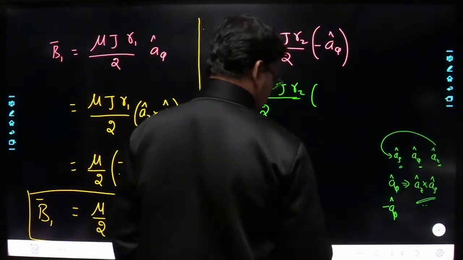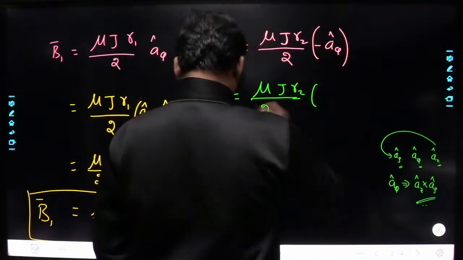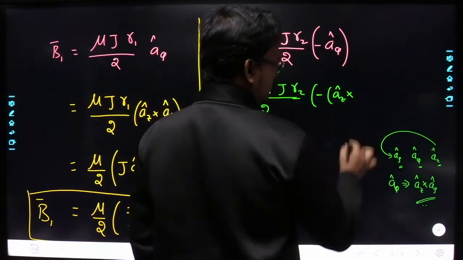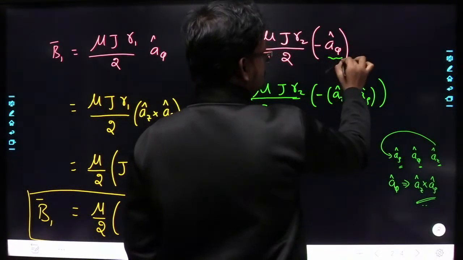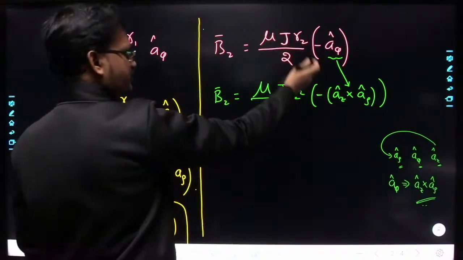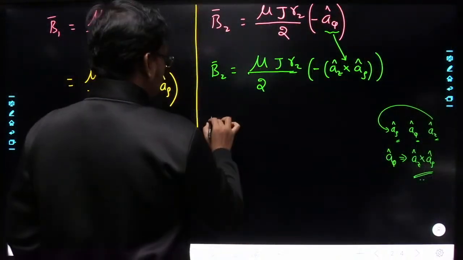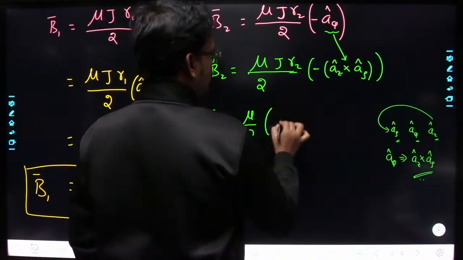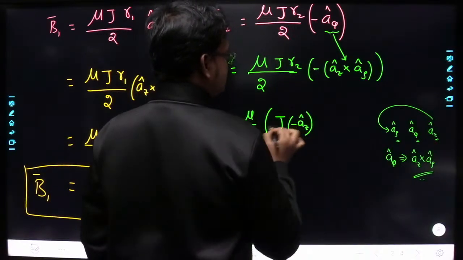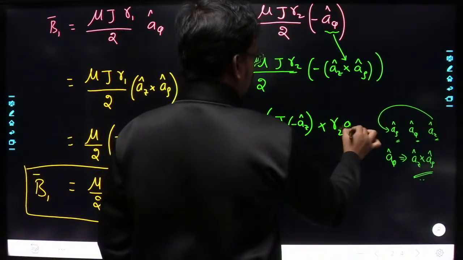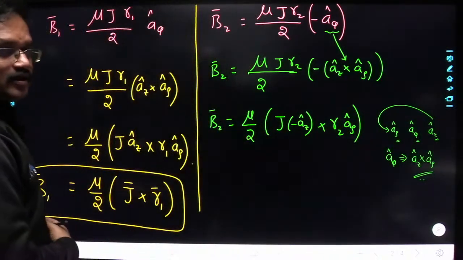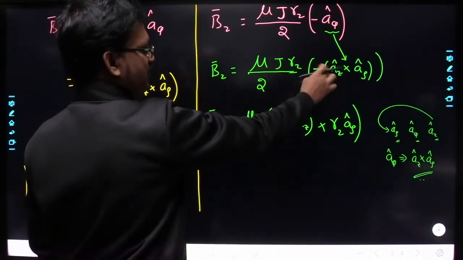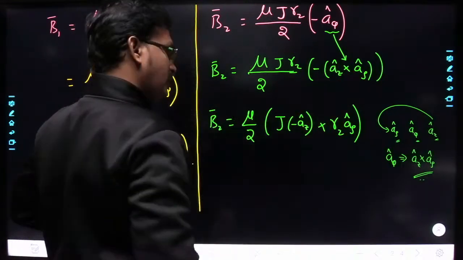So this A phi cap I am writing as AZ cap cross aero cap, just placing the minus sign as it is. Now B2 bar is equal to mu by 2 into J of minus AZ cap, cross R2 into aero cap. In this manner I can write it. Here I have just multiplied J with minus AZ cap and R2 with aero cap.